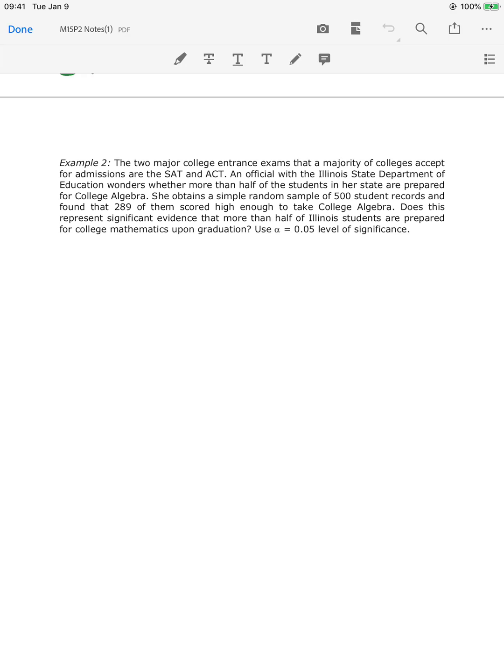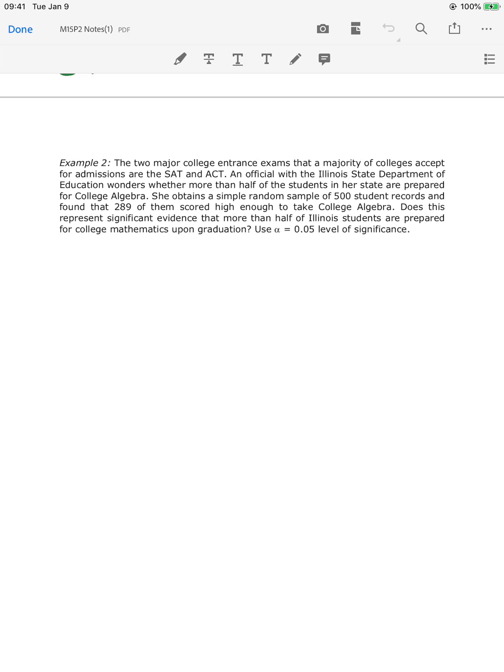So two major college entrance exams that a majority of colleges accept for admissions are the SAT and the ACT. An official with the Illinois State Department of Education wonders whether more than half of the students in her state are prepared for college algebra. She obtains a simple random sample of 500 student records and found that 289 of them scored high enough to take college algebra. Does this represent significant evidence that more than half of Illinois students are prepared for college mathematics or college algebra upon graduation? Use alpha equals 0.05 level of significance.